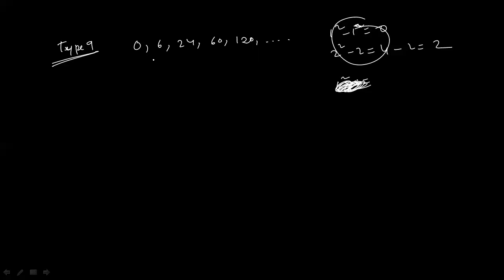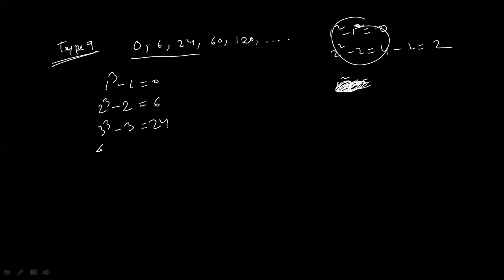Then you have to check the cube. If you look at it like this, 1 cube minus 1 is 0. Then 2 cube minus 2. 2 cube is 8, so 8 minus 2 will be 6. Up to this, clear? Then next will be 3 cube minus 3. Now 3 cube is 27, so if you subtract 3 from 27, it will be 24. Yes, up to this correct.